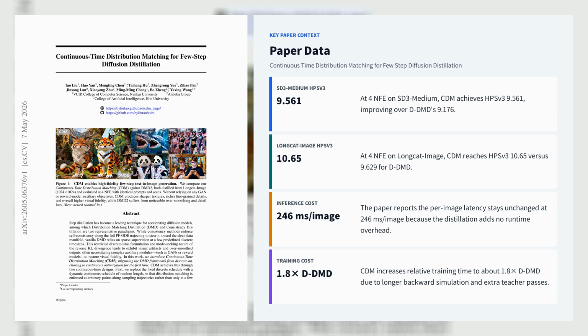Let's explore the first paper, Continuous Time Distribution Matching for Few-Step Diffusion Distillation. Continuous Time Distribution Matching for Few-Step Diffusion Distillation introduces CDM, a distillation framework that removes the discrete time-step constraint of DMD2 and trains directly in continuous time. Instead of anchoring supervision to a fixed inference grid, CDM samples a random backward simulation length N ~ U[1, Nmax], and uniformly draws continuous anchors t_i belonging to [0, 1], which empirically improves visual fidelity and HPSv3 versus strict schedule alignment.